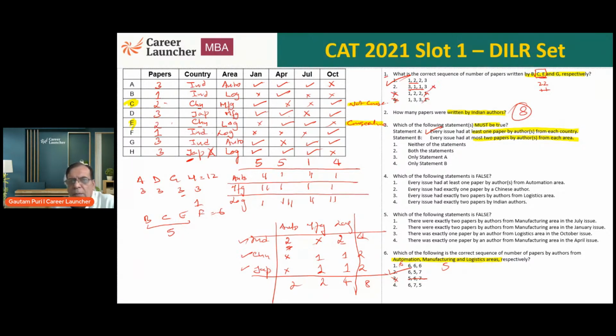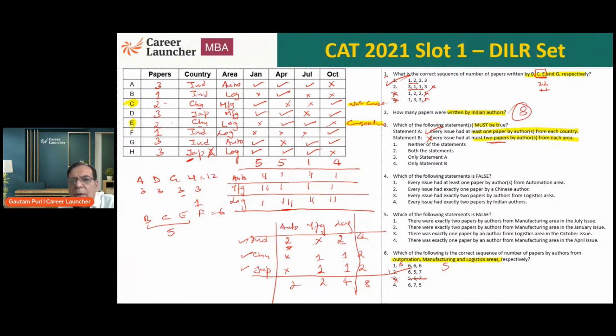Okay. Now let's look at statement number 2. Each issue has at most 2 papers by authors from each area. No. From logistics in April we had 3. So at most 2 is wrong because from logistics in April we had 3 papers.